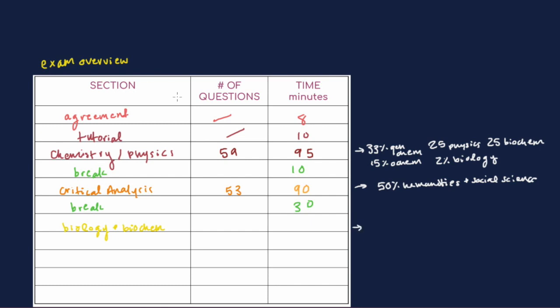And the breakdown for this section is primarily biology. So biology is going to take up around 65% of this section. It's going to have a quarter biochemistry, so 25% biochemistry, and 6% organic chemistry, with the remaining 4% general chemistry. And this section has the same number of questions as the chemistry section and is allocated with the same amount of time. So it's going to have 59 questions at 95 minutes.